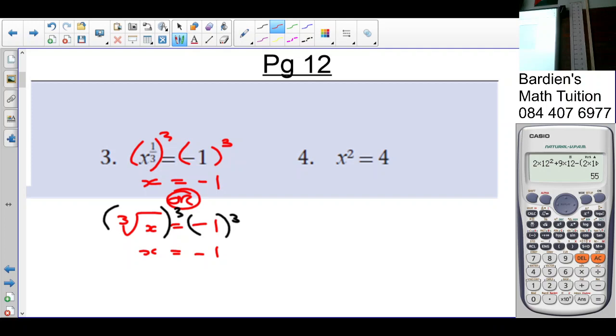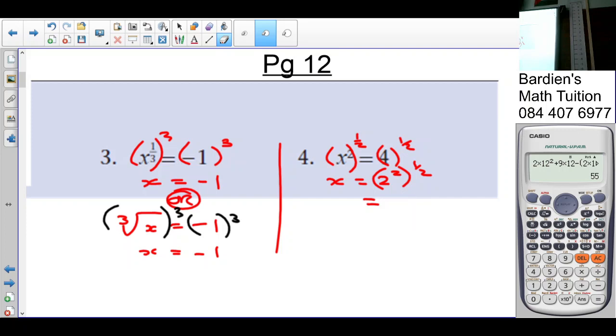The next one, number 4. We raise this to its reciprocal. This will be a half, and that will be a half. So in other words, this will be x is equal to 2 squared raised to the half, which is x is equal to 2. That's not the right answer, okay?